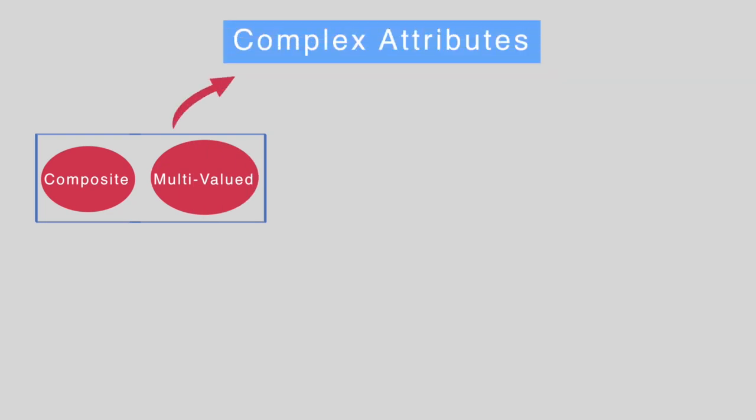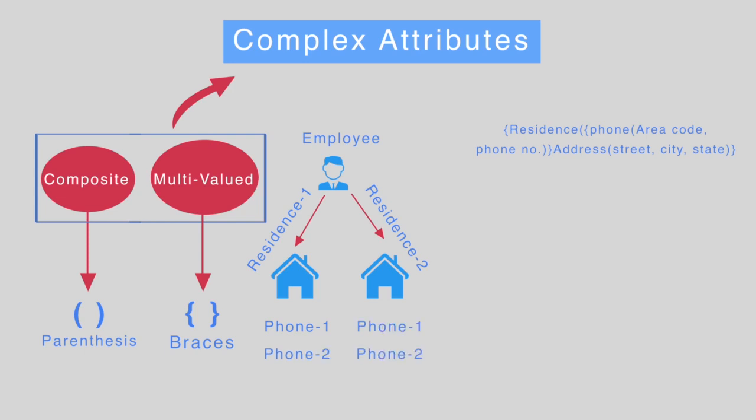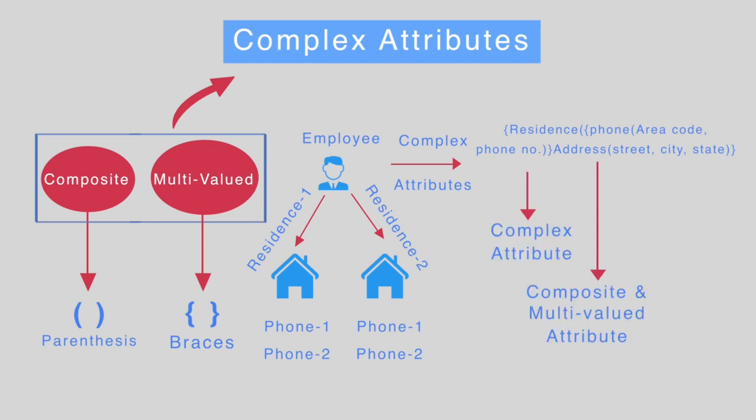If we group composite attributes and multi-valued attributes together as an attribute, those are called complex attributes. Here we represent composite attributes between parentheses and multi-valued attributes between braces. For example, to represent an employee who has multiple residences and each residence has only one address, but each residence has multiple phone numbers, a complex attribute can be used. Here we can say that residence is a complex attribute. Phone is both composite and multi-valued attribute, and address is a composite attribute.